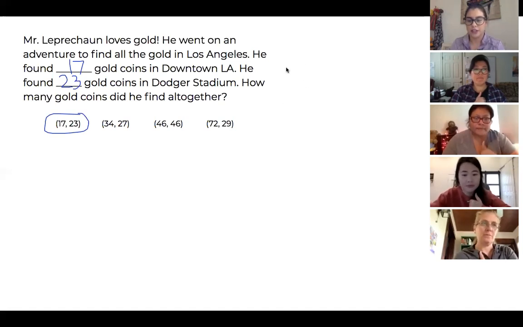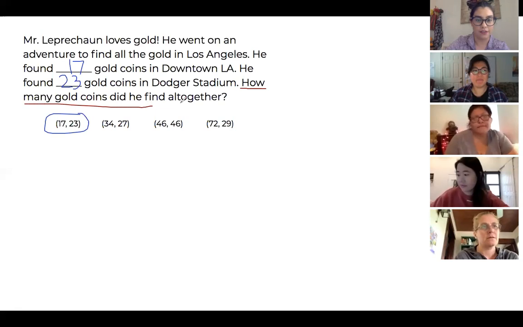All right. Miss Kim, do you know what we're asked to do in this story problem? Yes, the question that we are trying to solve is how many gold coins did the leprechaun find all together? Beautiful. So how many gold coins did he find all together? And what does all together mean? Does anyone know what all together means? Ms. Rosales? The total amount of something, in this case, gold coins. Beautiful. So the total amount.